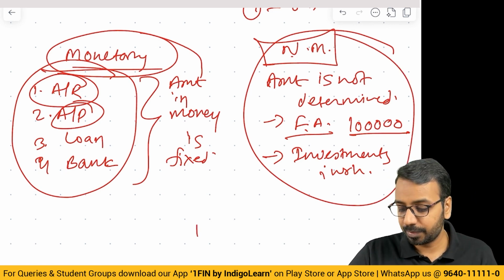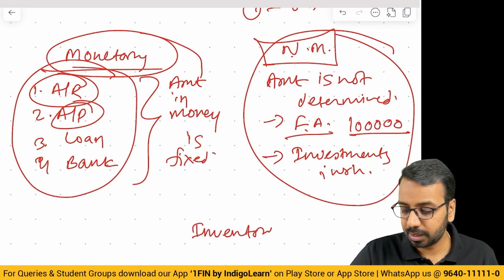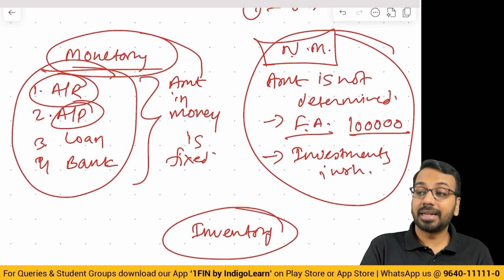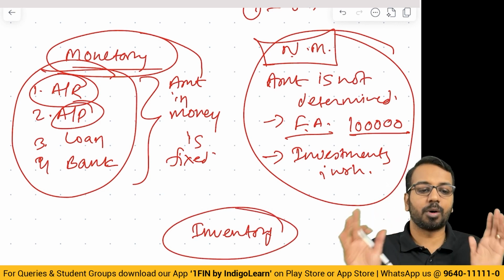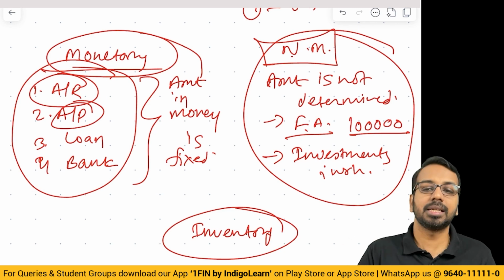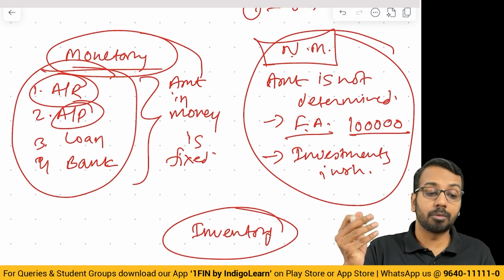Okay. Now tell me, inventory. Should I classify inventory as monetary or non-monetary? Inventory, is it a monetary item or a non-monetary item?